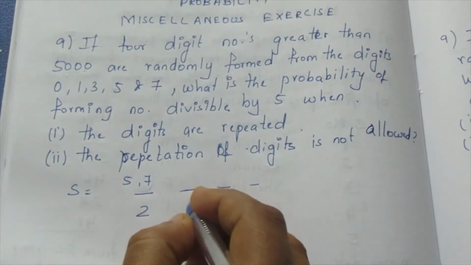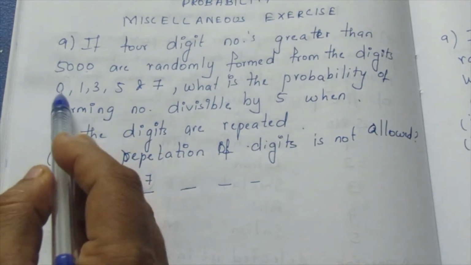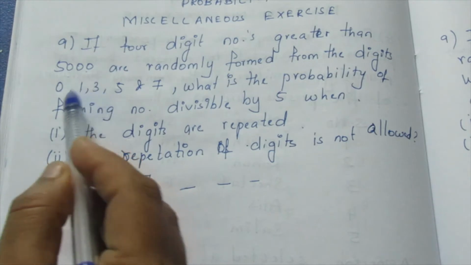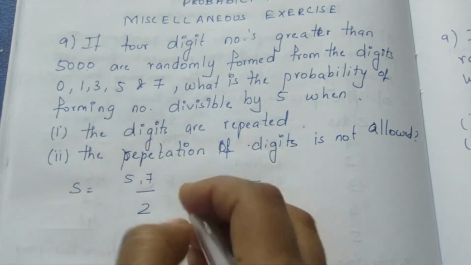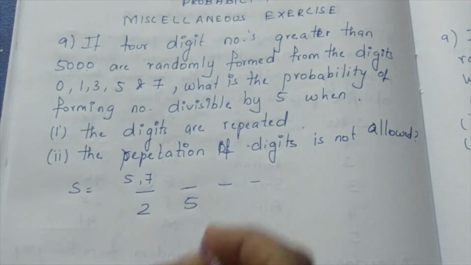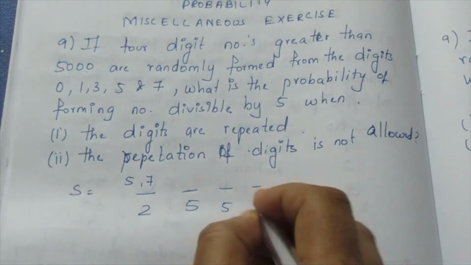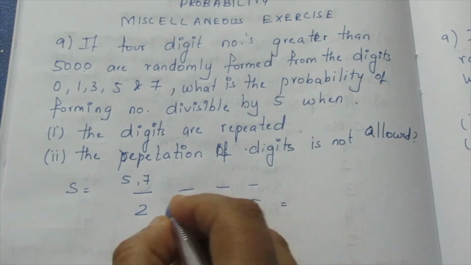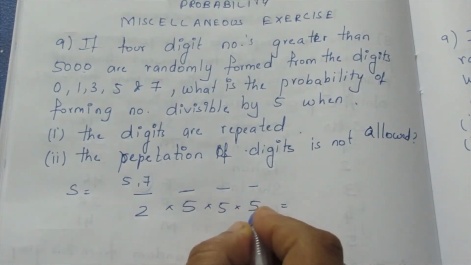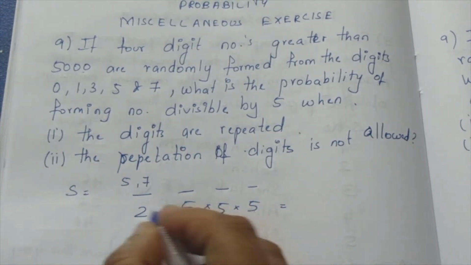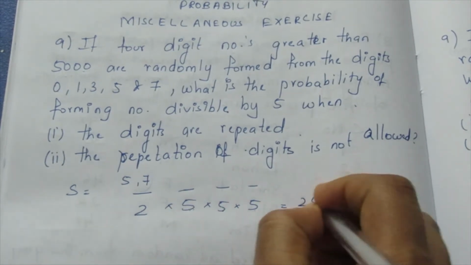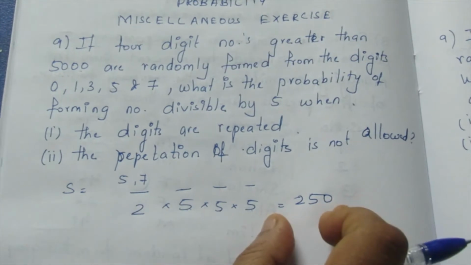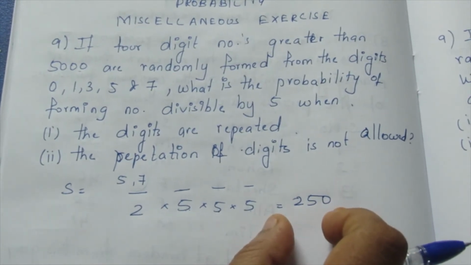Here, as the numbers can be repeated, we can fill 0, 1, 3, 5, 7, all the 5 numbers, in the second place. Here also all the 5 numbers. Here also all the 5 numbers. So, the total will be 2 into 5 into 5 into 5, that is 5 fives are 25, 25 into 10, that is 250. Usually people write it as 250.